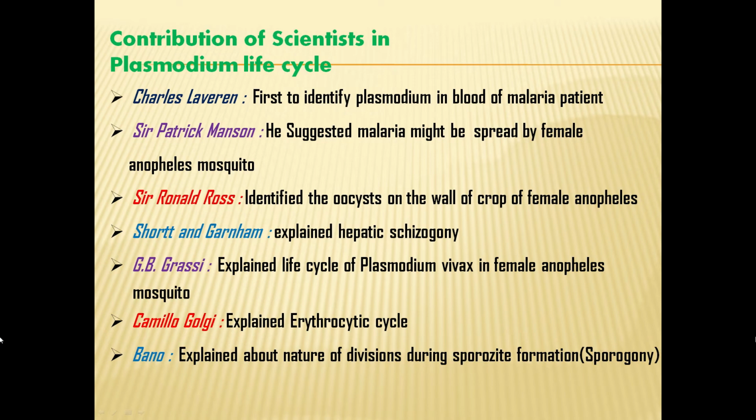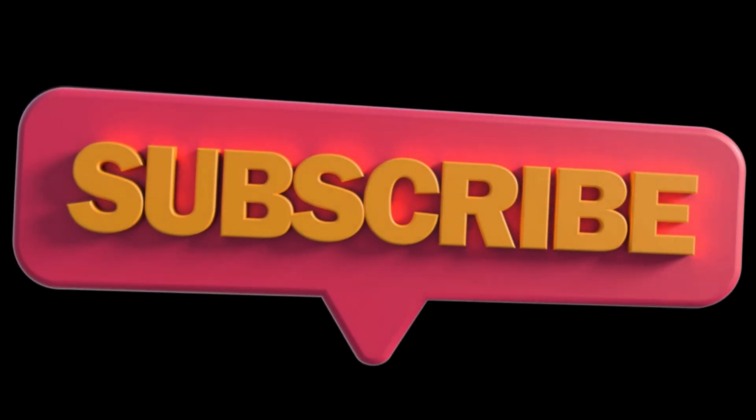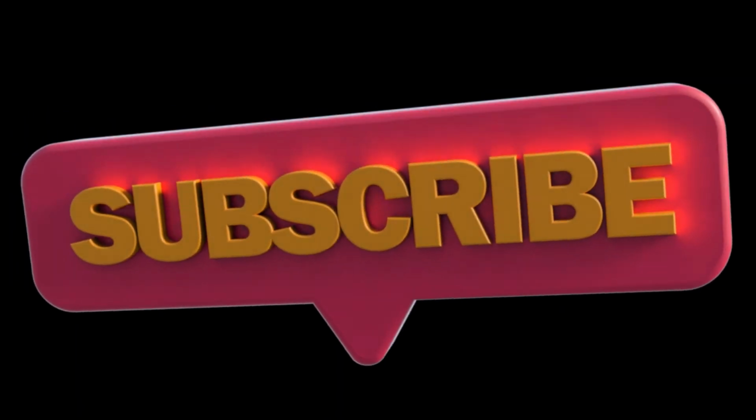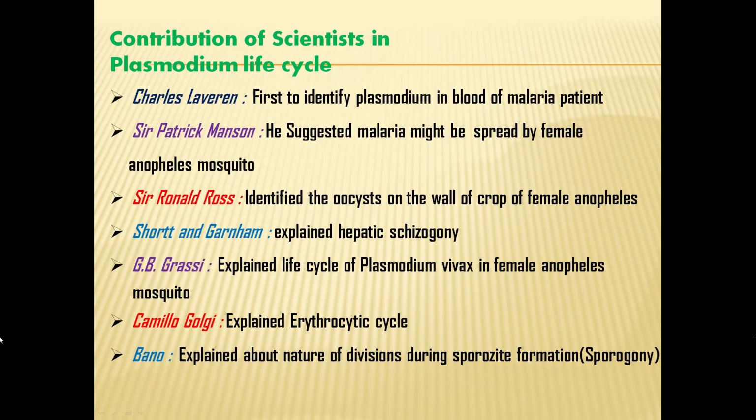Fourth are Short and Garnham. They explained hepatic schizogony. As I have told, hepatic means liver. So hepatic refers to liver. So Short and Garnham explained the life cycle of Plasmodium in liver cells.